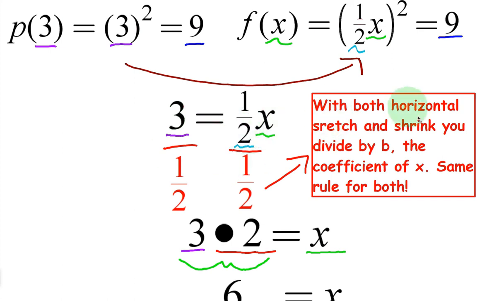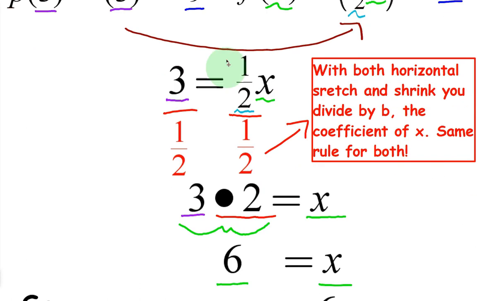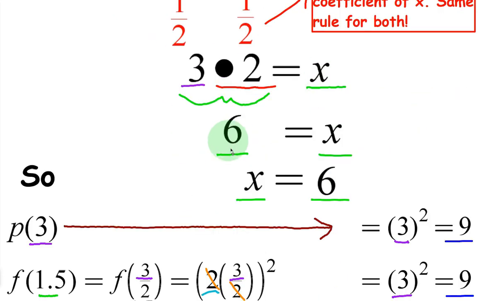Now let's read this little blurb I have right here. With both horizontal stretch and shrink, you do divide by b, the coefficient of x. So the rule is the same as when we did horizontal shrinking. Now another thing you could do is multiply both sides by 2. I like to keep it that way, so it's just easy to remember to divide by b, but by all means multiply by the reciprocal. That's how fractions work when you divide them. So you're going to take 3 and end up multiplying by 2. Now you can see why it stretches by 2, right? Because you're multiplying by the reciprocal of this fraction to get your new x value of 6. So your transformed x value is 6.